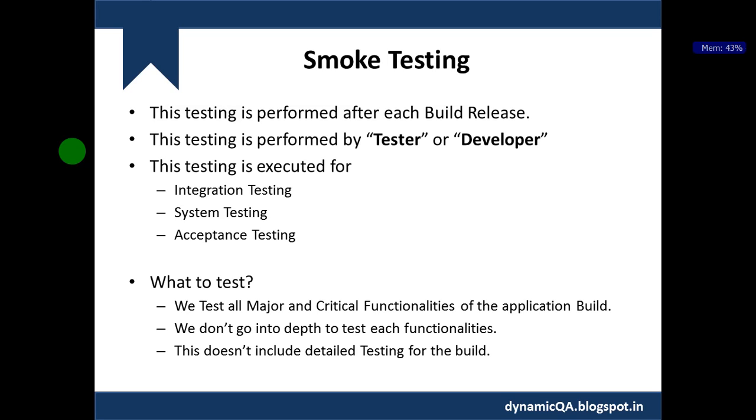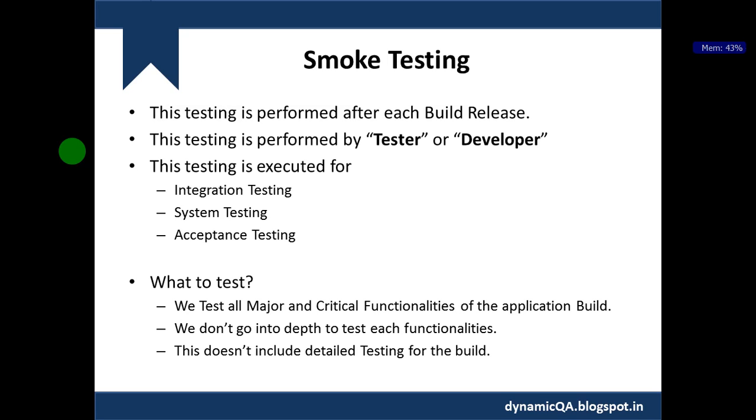Here I am emphasizing major and critical functionality, since we are not testing the entire build in one go, right? That will be carried out in a later part, when we do exhaustive or detailed testing. But in smoke testing, we only verify the major and critical cases. This testing can be performed by a testing team or development team.